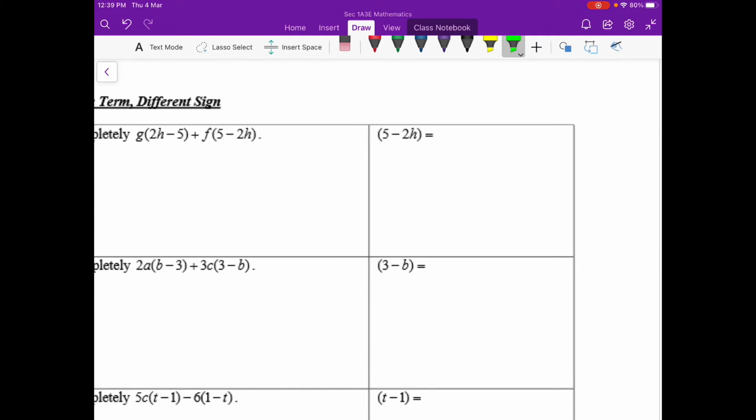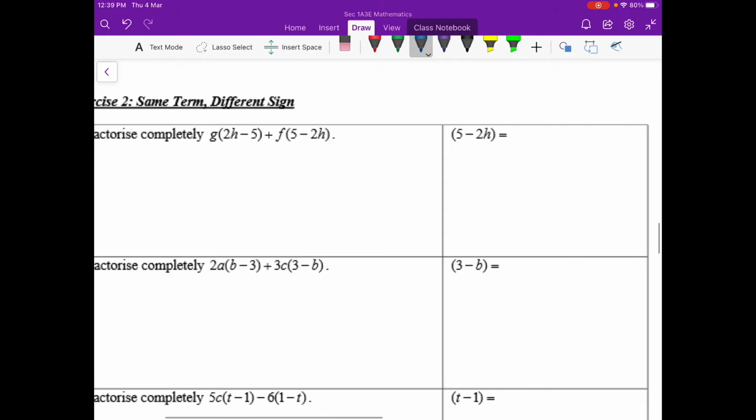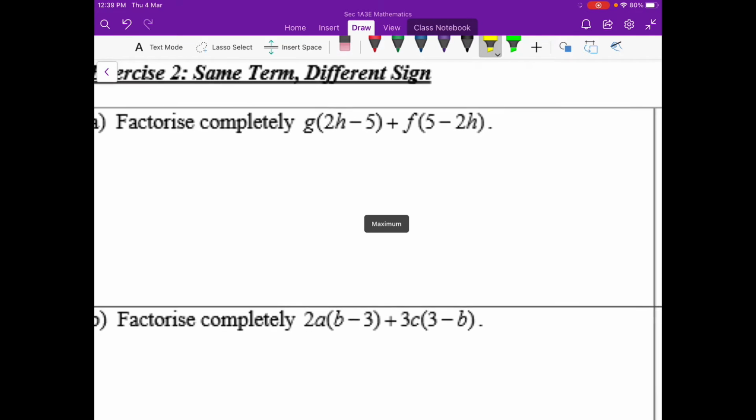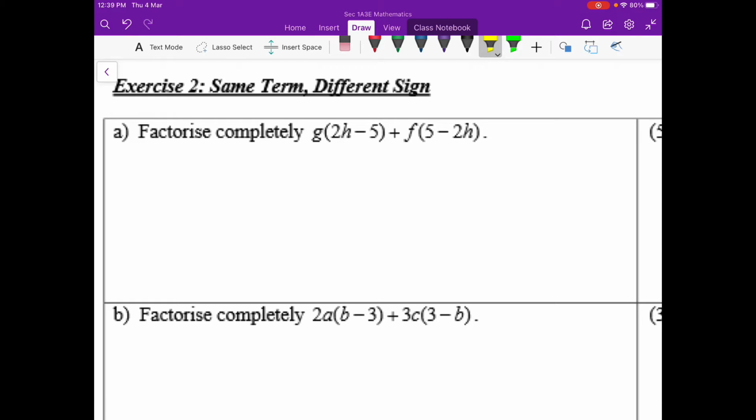Okay, remember in the previous set of notes there were some questions that were left blank? Okay, this is where we need to have the background knowledge. So notice that when you are asked to factorize fully, then we always want to look for common factors. Are there any common factors? Don't have. But do you see something that's very similar? 2h minus 5, 5 minus 2h. Quite similar, right?